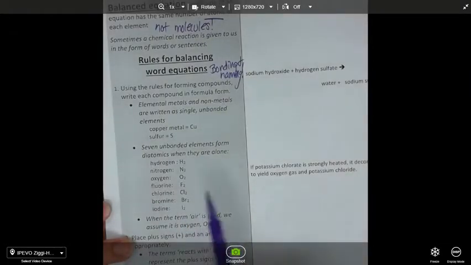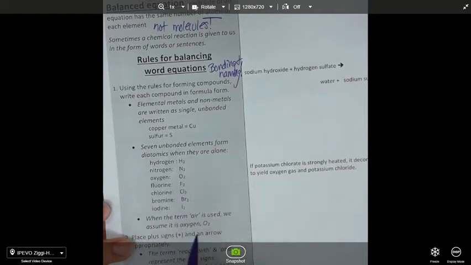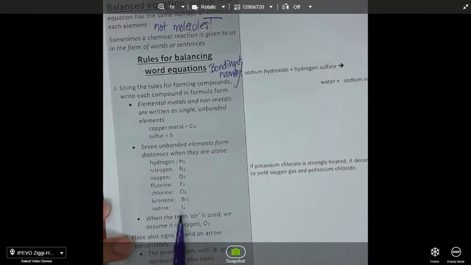So when you see something in a word equation that says hydrogen, you're always going to write H2. If it says oxygen, you're automatically going to write O2. If it says iodine, you're going to write I2. And when the term air is used, we're going to assume that they're talking about oxygen, or O2.